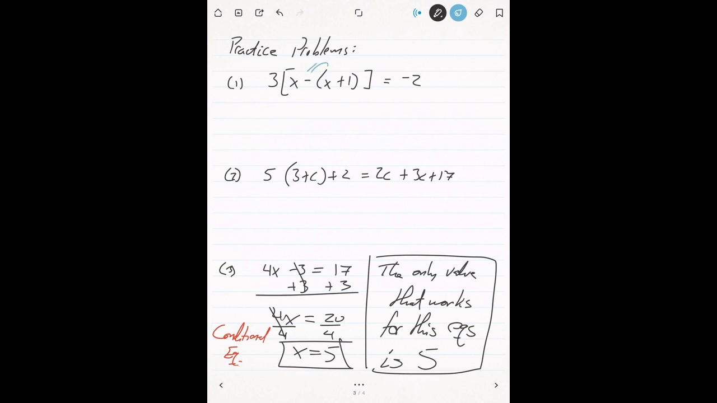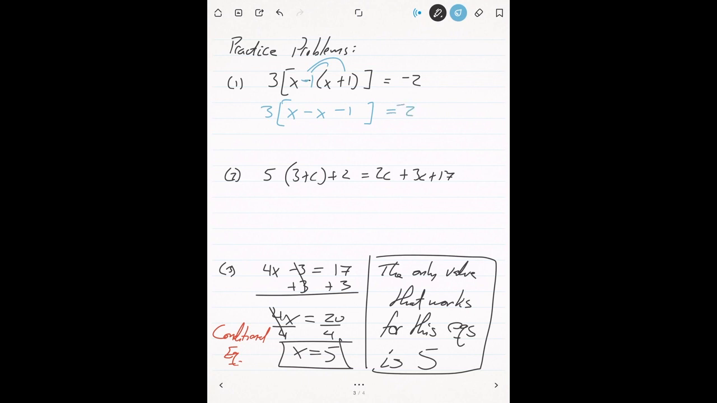Always distribute to get rid of those inside parentheses. So we have 3 times, I'm still leaving the bracket, but on the inside, we have x minus 1. Notice that there's an imaginary 1 on the outside here, and it's negative because of the subtraction sign. So we're really distributing the negative 1 through. We're saying subtract x and subtract 1, and that's equal to negative 2.